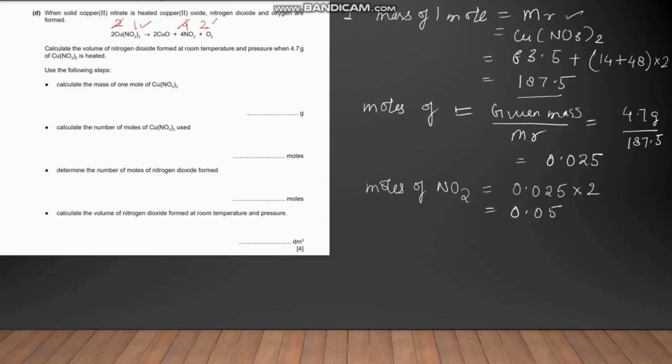The last step is to calculate the volume of nitrogen dioxide at room temperature and pressure. We know 1 mole of any gas at RTP will have 24 decimeter cube volume. So for 0.05 moles, how much will be the volume? 0.05 multiplied by 24, and the answer will be 1.203 decimeter cube.